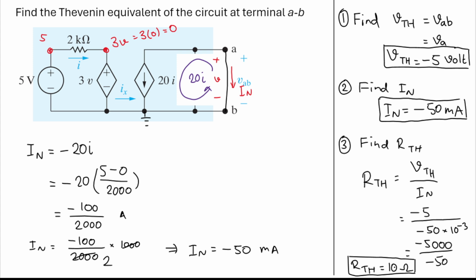And the last step is just to draw the equivalent circuit. So I will have VTH here. This one will be minus, and this one will be plus. And this will be 5 volt. And then we will have that in series with a 10 ohm resistance. So we will have this one here as terminal A, and this one here as terminal B. And that is the Thevenin equivalent at terminal AB.